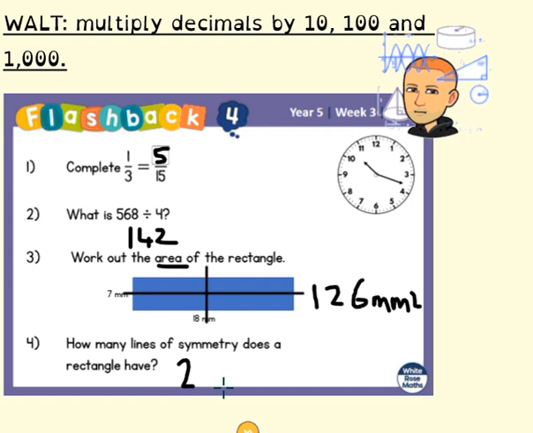Time shown on the clock there, for those that can read it, is 17 minutes past 10. 17 minutes past 10. If you're a minute out because it was a bit blurry, don't worry.